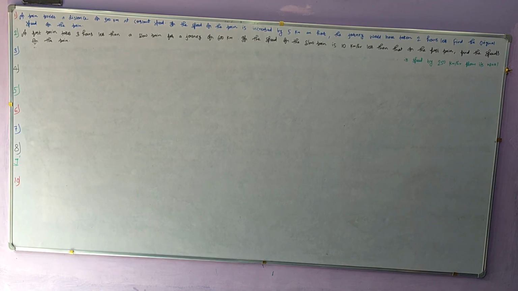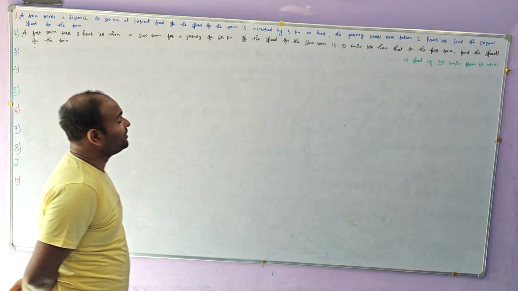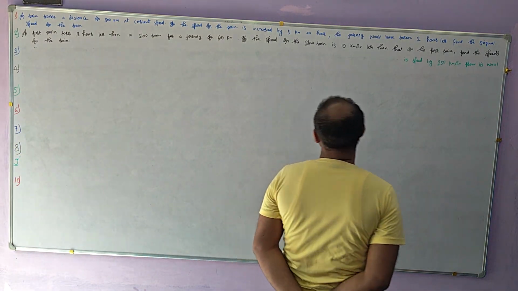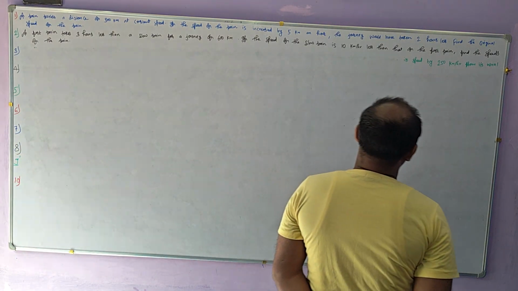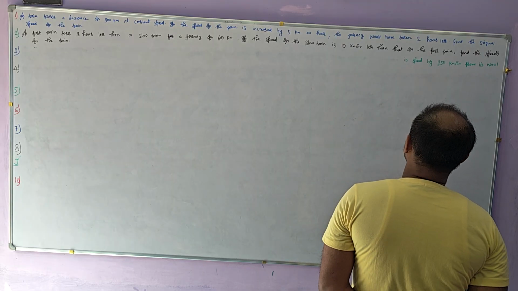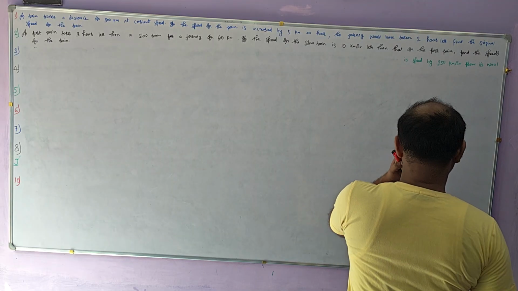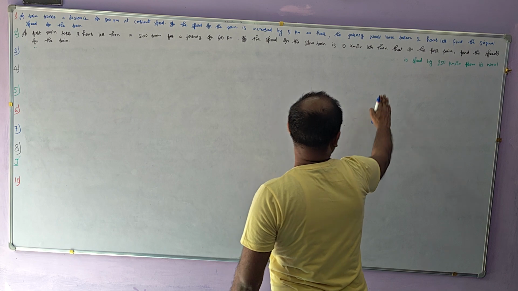A fast train takes 3 hours less than a slow train for a journey of 600 kilometers. If the speed of the slow train is 10 kilometers per hour less than that of the fast train, find the speed of the train.